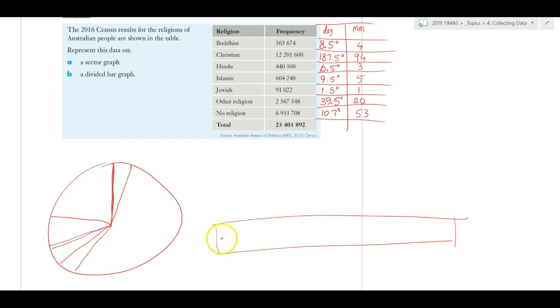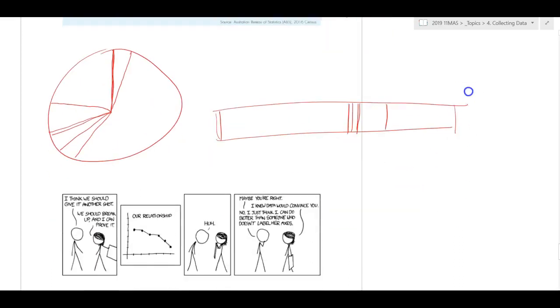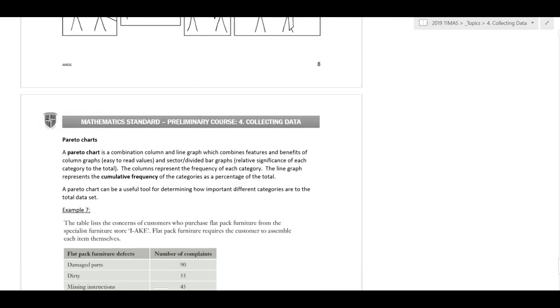There we go. I'm pretty sure that's going to add up to a neat 180. So, 4 mils, right? There's my 4 mils. Then my 94 mils, right? And then my 3, my 5, my 1, a 20, and a 53, right? And that makes up my divided bar graph. Very scrappy, I know, on the tablet, but such is life.